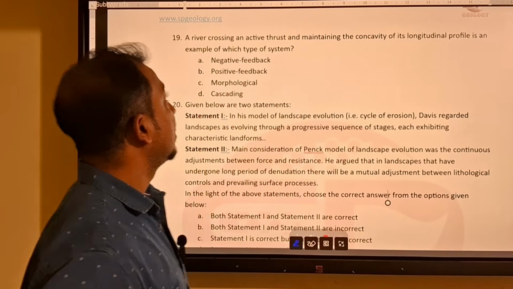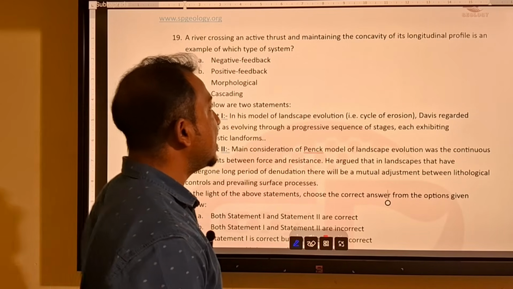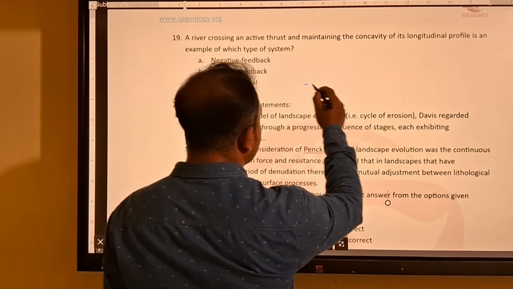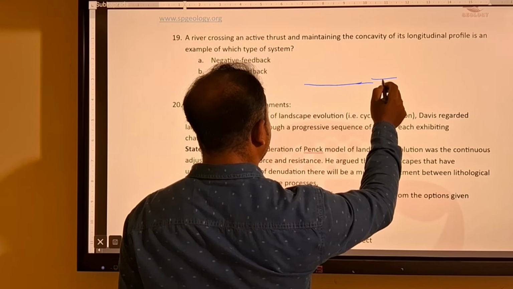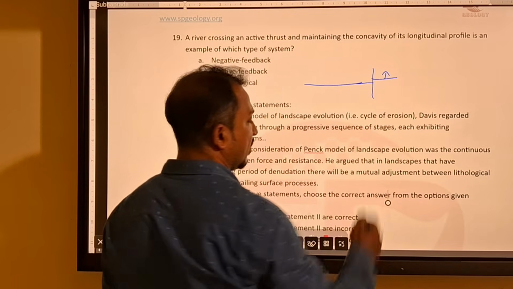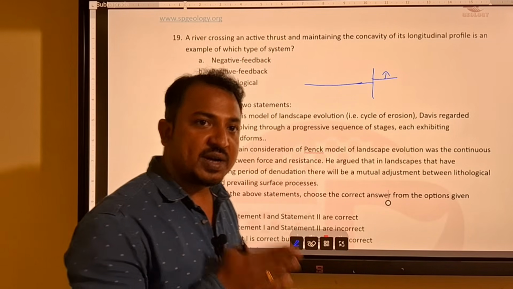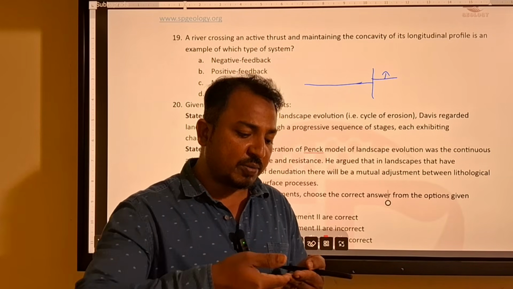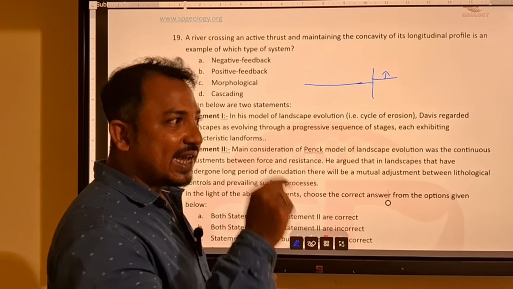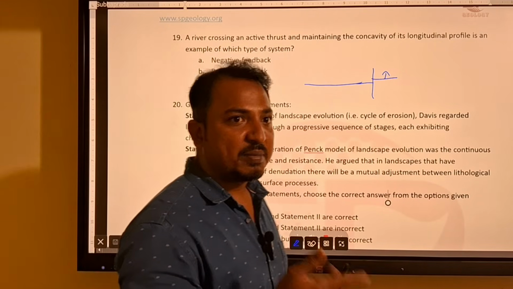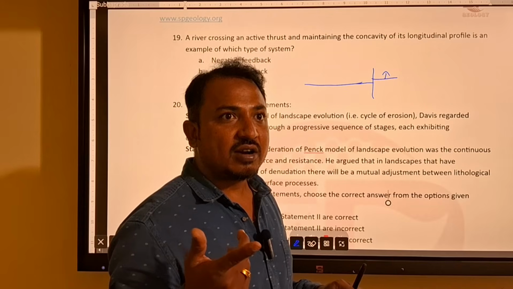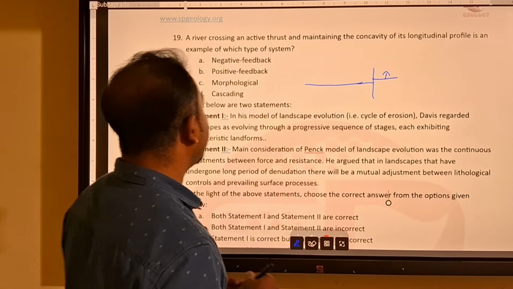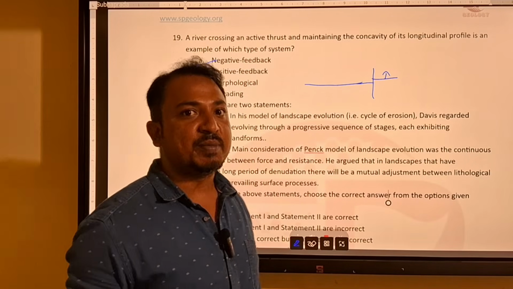Then, a river crossing an active thrust and maintaining the concavity of its longitudinal profile. So this is the condition of an antecedent river. Suppose a river is flowing in a region that is uplifting, but the river still maintains its course. That is, the amount of uplift is equal to the amount of erosion. The amount the river valley uplifts is again equilibrated by erosion. So that is a condition where uplift is occurring and downcutting is also occurring. That is called a negative feedback system.